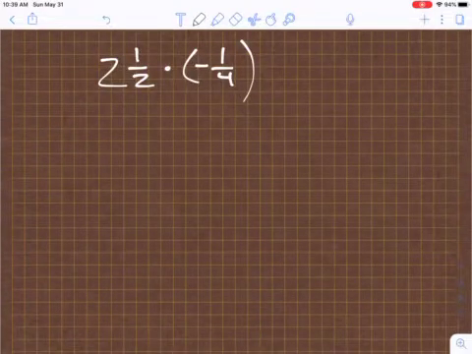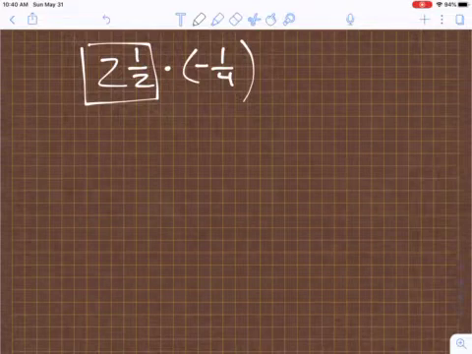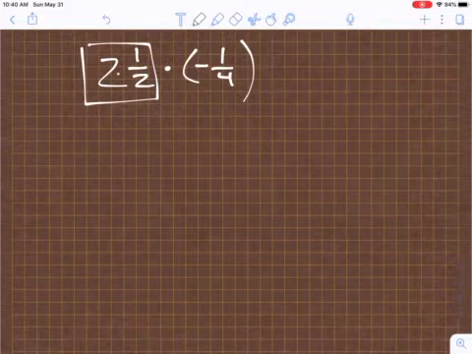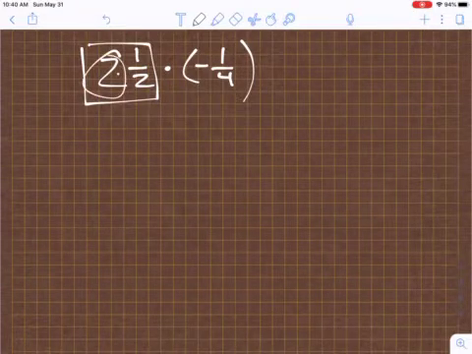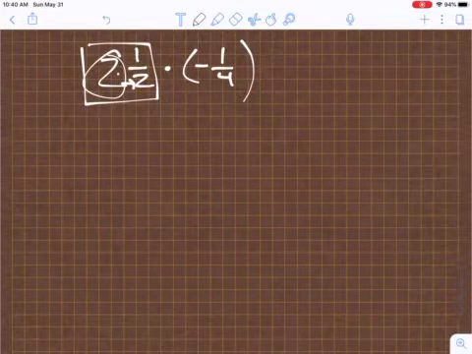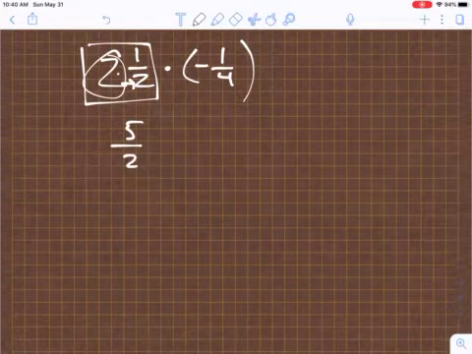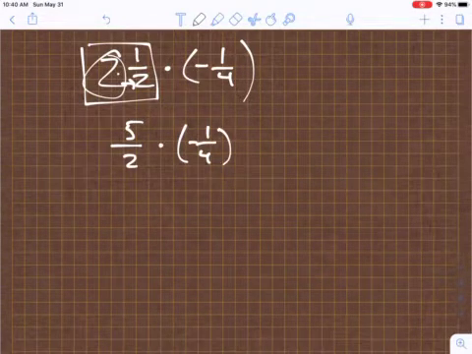All right, next one, 2 and 1/2 times negative 1/4. This is a mixed number, so we need to deal with this mixed number. Now, the easiest way to deal with this for me is to turn this into an improper fraction. To do that, you always take your whole number and multiply it by your denominator. So you go 2 times 2, which is 4, and then you add this 1 to it, which is 5, and then you put it over the 2. Now, the reason this works is, think about what 2 and 1/2 is.